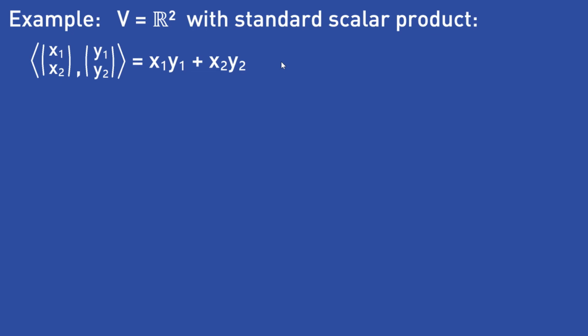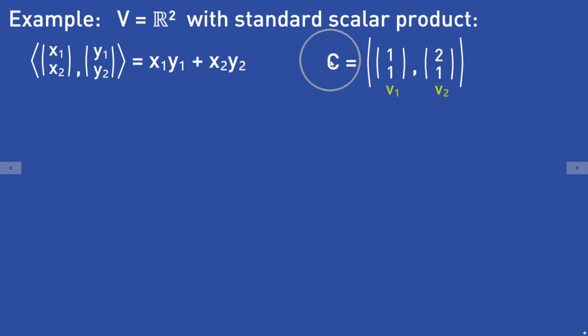We have given the following basis C of R2. So C contains the vector (1, 1), which is v1, and the vector (2, 1), which is v2. We want to find an orthogonal basis B with respect to this basis C here. So we use the Gram-Schmidt orthogonalization process on C. So our formula tells us b1 is just equal to v1, which is the vector (1, 1).